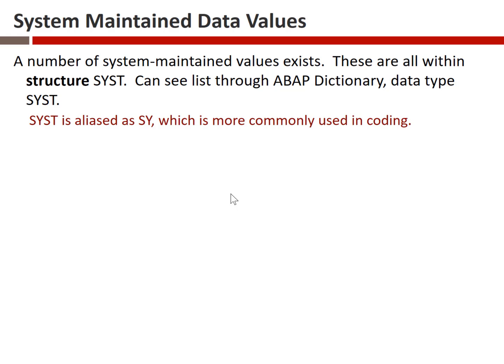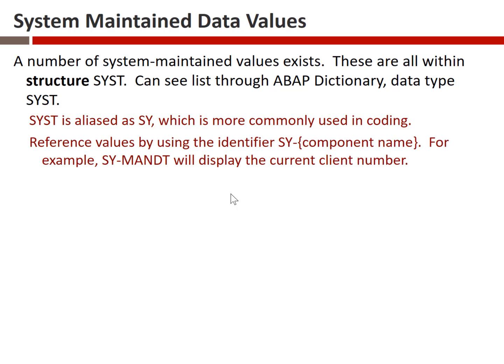Okay? So I can look in the data dictionary, look at all the different fields there, and if I want to use those values in my program, this is the way I do that. The name of the data object is just SY hyphen and the name of the field. I will never assign anything to those values. The system maintains those values for me. Reference the values by using the identifier sy-component name. For example, sy-mandt will display the current client value.